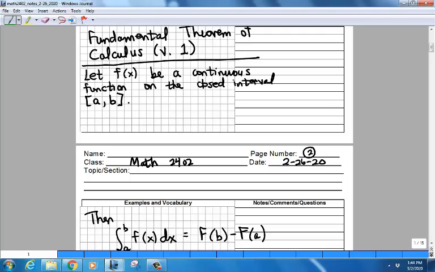It's just a divide and conquer strategy. We're going to take this big problem, divide it up into smaller problems, solve the smaller problems, and then combine our solutions to the smaller problems to get the solution to the big problem. This is a very typical problem-solving strategy, not just in mathematics, but in life in general.